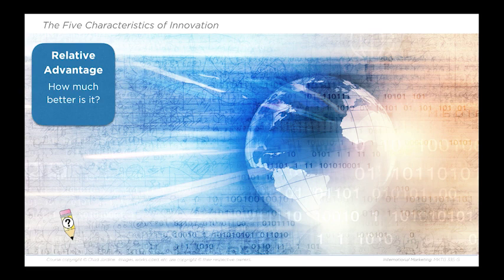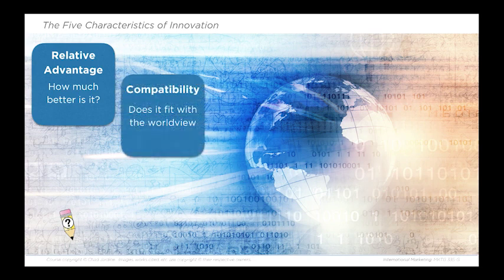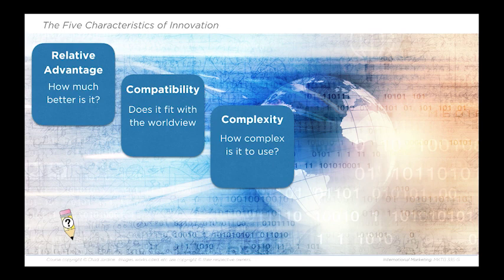One is the relative advantage. How much better is it? How much better was the iPhone than the Motorola Razr, for example? Next, compatibility: does it fit with how I see myself in the world? Does using this product match with my ideas about what products I should use or who I am? Then complexity: is it hard to figure out, or is it easy to use?